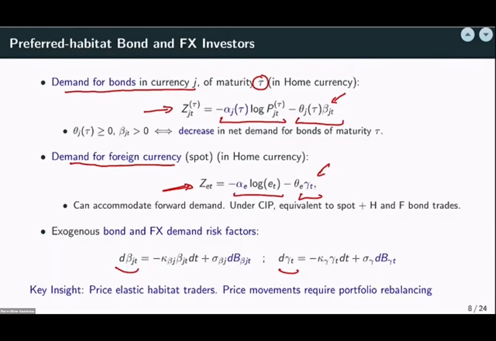Now the key insight of having these preferred habitat investors, both on the bond and the currency market, and the important assumption here is that they're price elastic. And so when there's a price movement, it's going to lead them to change their desired position. And in order for the market to clear, the global rate arbitrageurs are going to have to come in and take the other side. But I told you that these guys only do that if they're compensated in equilibrium. So that's going to give you a link between the change in the quantities that changes the price and requires a change in the expected returns going forward.